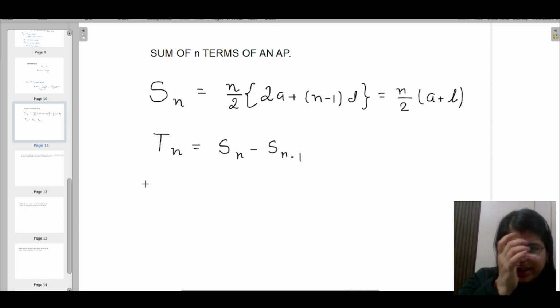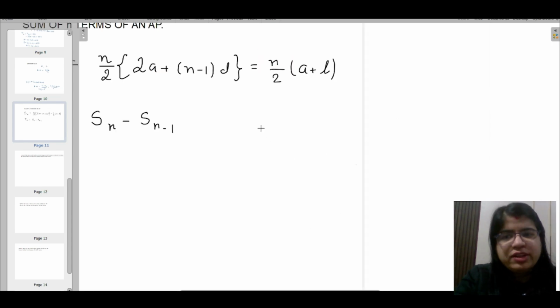Now we have the sum of n terms. Okay friends. So here we have the formula n by 2 into (2a plus (n minus 1) into d) as the formula of the sum of n terms, or it is equal to n by 2 into (a plus l). So students, how are we going to find the formula for this? See students, it's very easy.